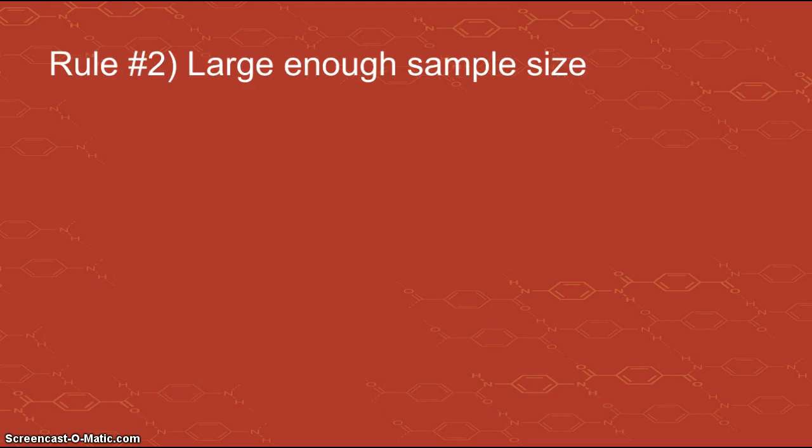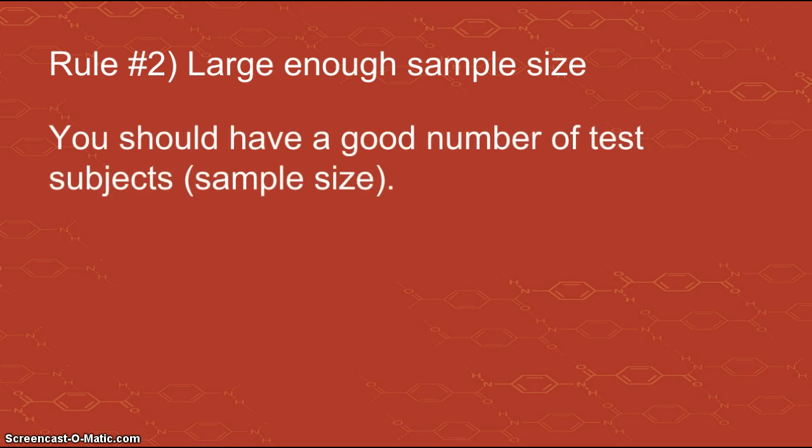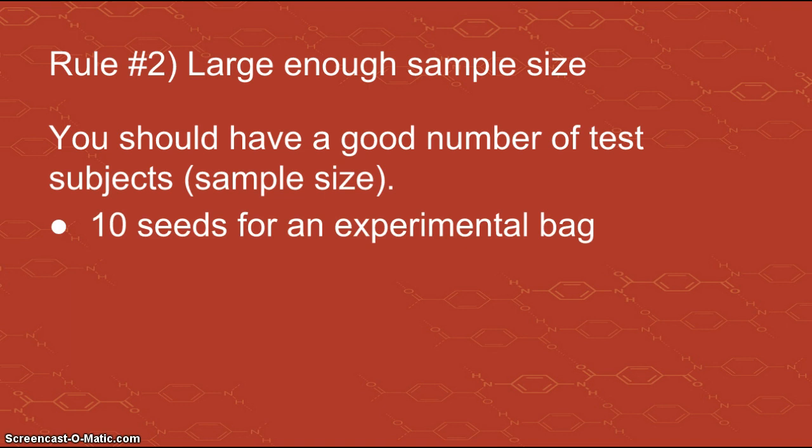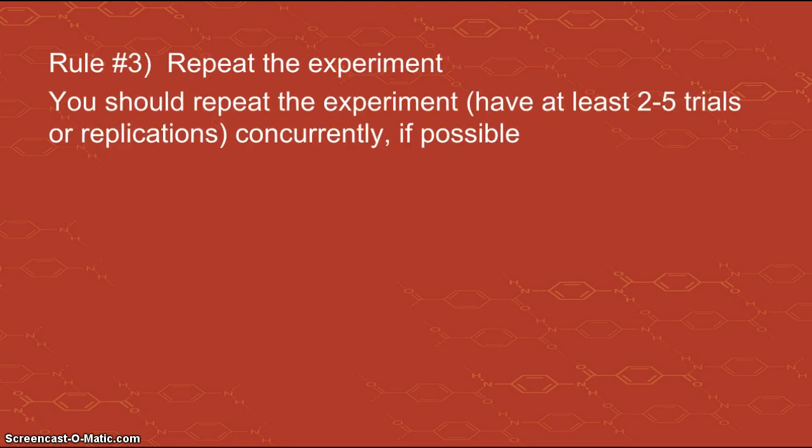Rule number two, we want the sample size to be large enough. If we only tested one seed in the fertilizer group and one seed in the control group, the seed itself could be a dead seed. It could be defective. So the larger your sample size, the more you're eliminating the possibility of errors from other variables. So what is a good number? Ten seeds is a good number. It really depends on the type of experiment you're doing, but for this example, 10 seeds would be a large enough sample size.